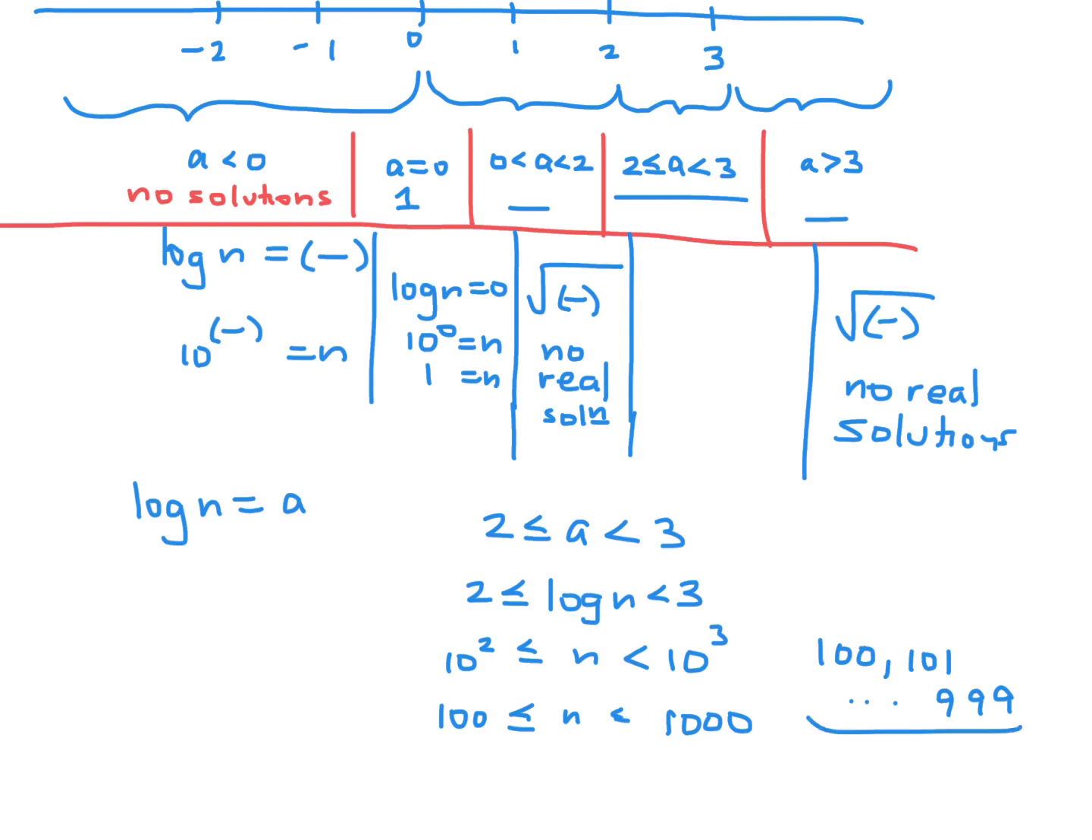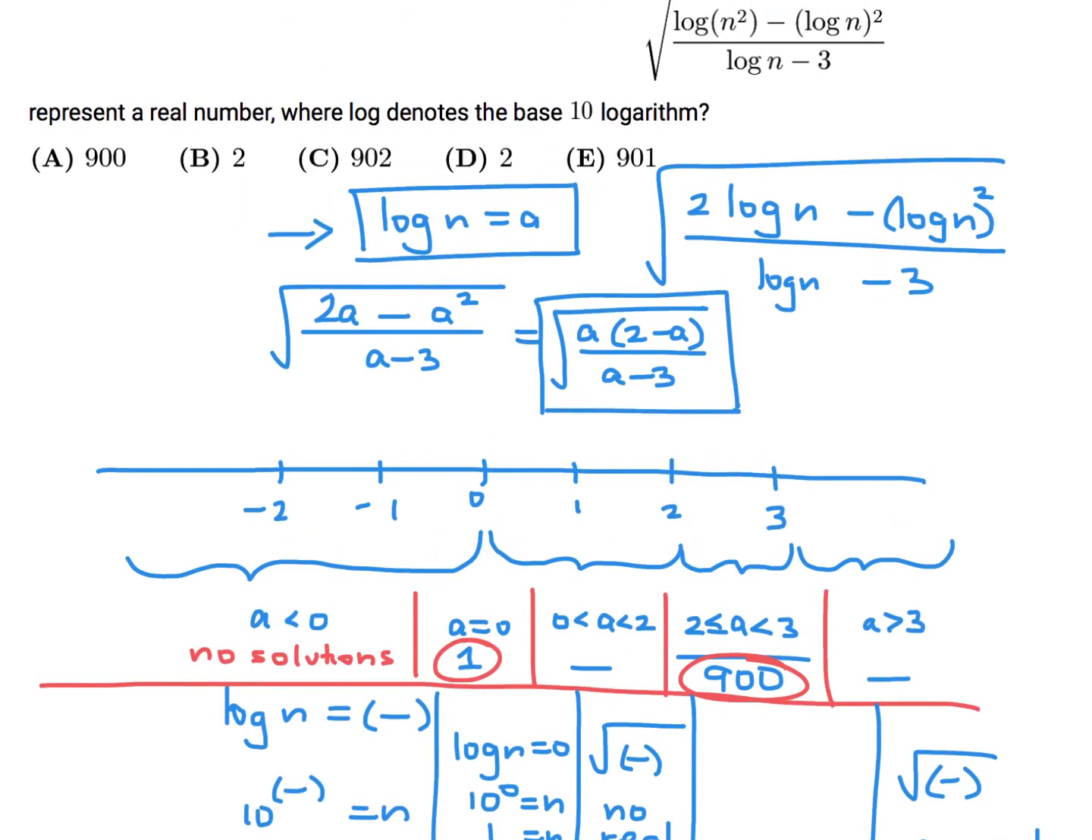So this is a total of 900 values. So 900 goes there. So the grand total would be that one plus that 900, which would be a grand total of 901. So 901 is the answer, and that's E.